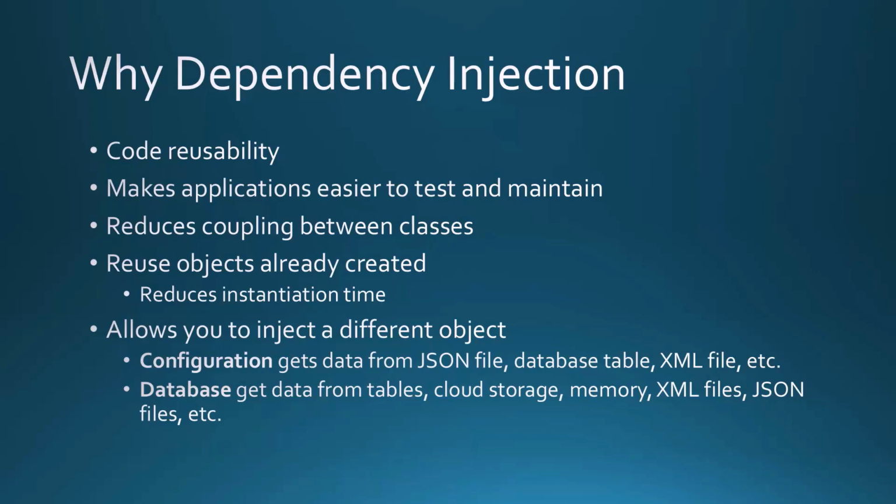Same thing, maybe you have that data service that I talked about, right? So a database, we may get the data from tables, maybe get it from cloud storage, from memory, from XML files, from JSON files. Again, the controller doesn't know and doesn't care about the specific concrete instance. That's taken care of when we register our classes through the dependency injection service up front. And then after that, it's all injected and our classes don't worry about it.